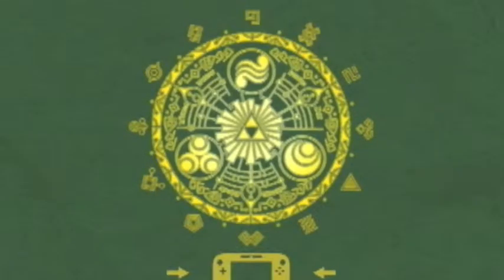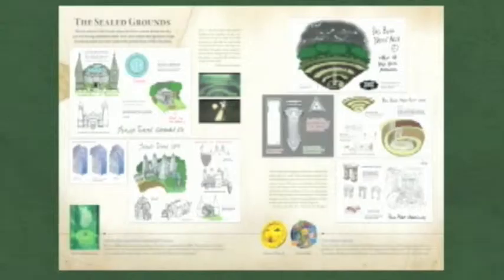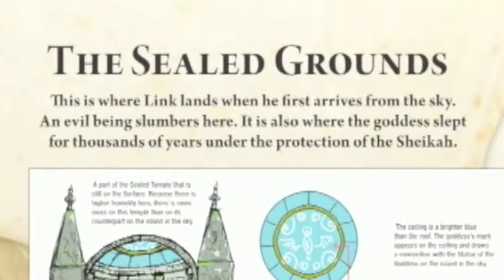And today we're going to start on page 40 and continue on to page 52. Actually, you know what, I'm going to read to page 60, because then we can get to the history of Hyrule in the next part. So let's begin. We're going to begin by reading The Sealed Grounds.